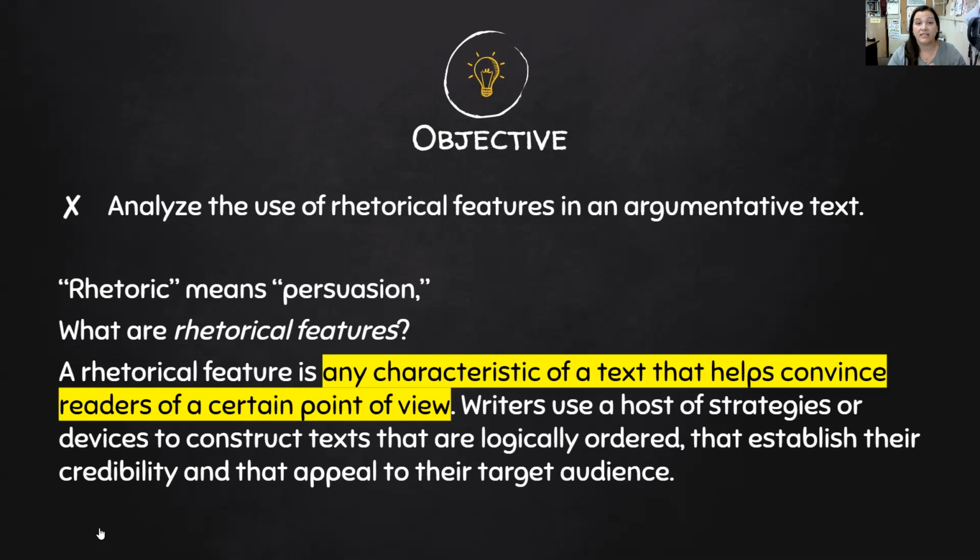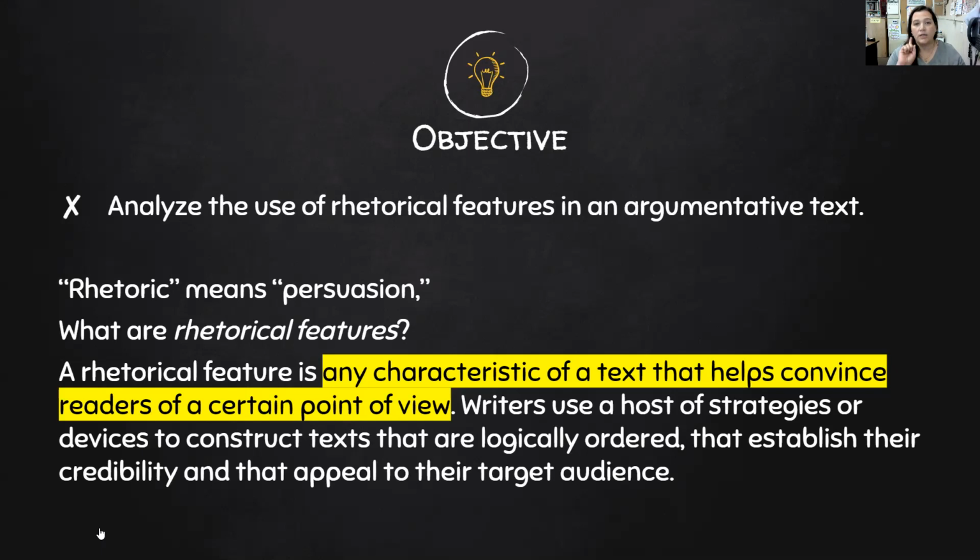The piece that this goes with is called The Four Freedoms, and it's by President Roosevelt. We're going to be looking at that speech and asking, okay, what is he saying in here that is persuasive? What are his persuasive techniques? What are his persuasive tools that he's using?